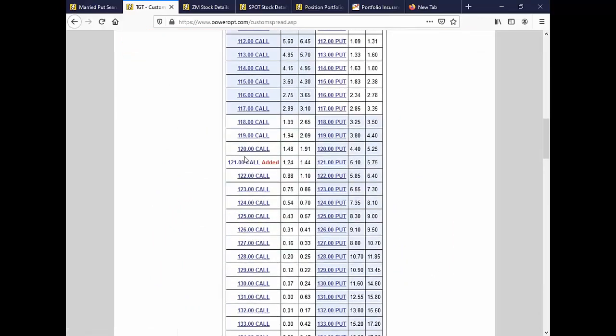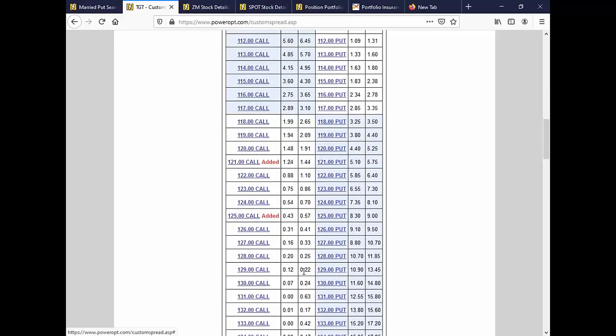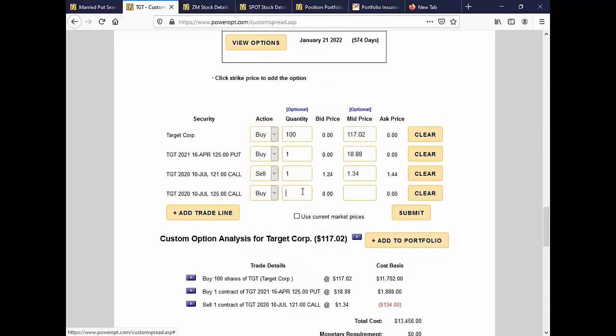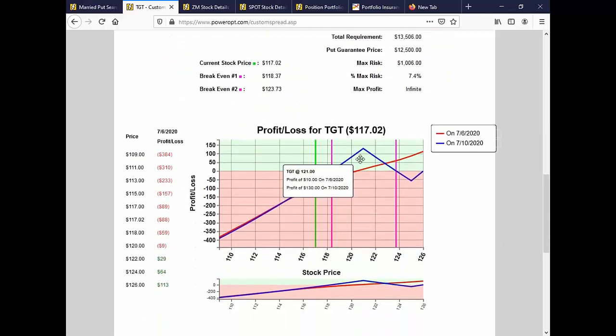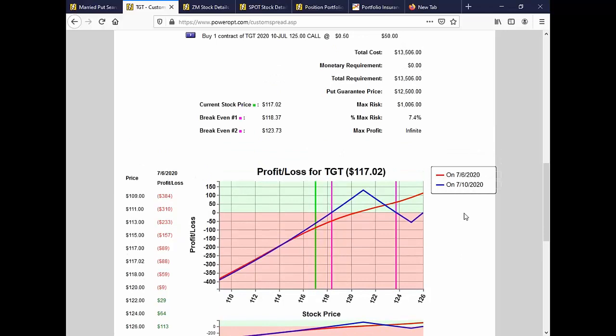Let's say I bought this 121. Sorry, I sold the 121. We're going to stick with that. And I bought the 125. All right, so now I'm paying 50 cents out to have this extra call sitting out there. So I only get 84 cents of net credit. But look what it does. It bounces here, and then it leaves the upside open.